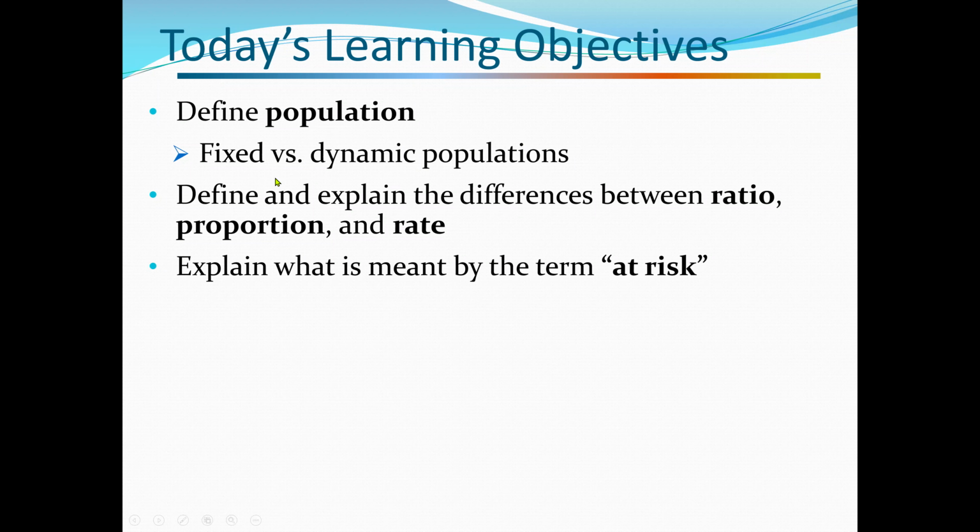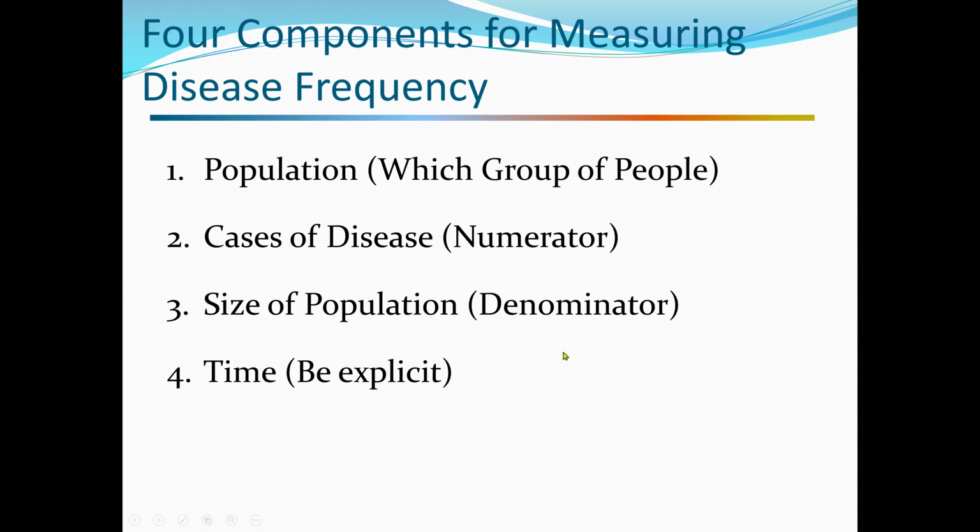We have fixed and also dynamic populations. We're also going to define and explain the differences between ratio, proportion, and rate. And also we're going to explain what is meant by the term at risk. So what are the four components for measuring disease frequency?